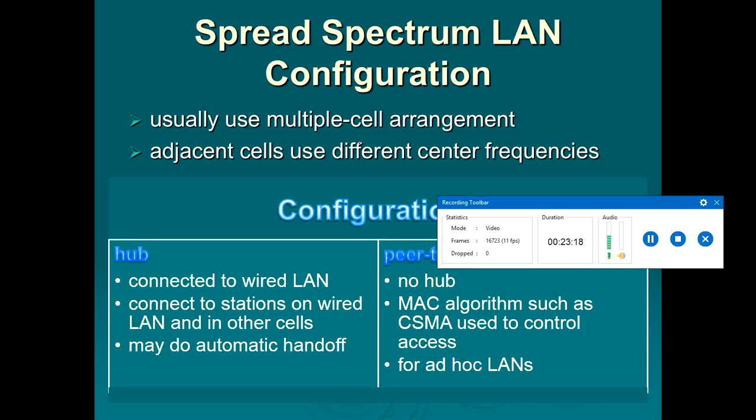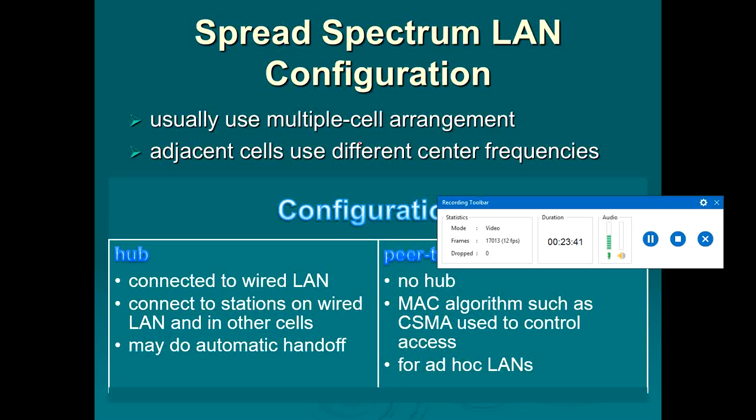So what happens in the hub topology? In the hub topology, the hub is typically mounted on the ceiling and it is connected to the backbone wired LAN to provide connectivity to the stations, and then it is attached to the wired LAN and to the stations that are part of the wireless LANs in the other cells.